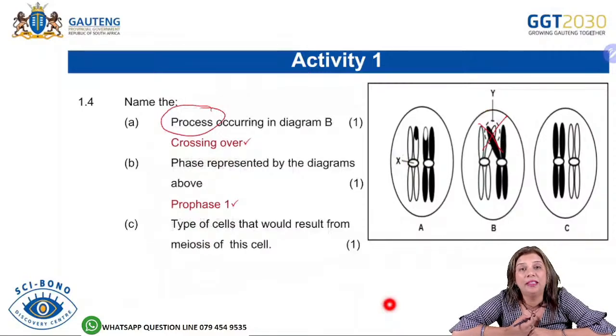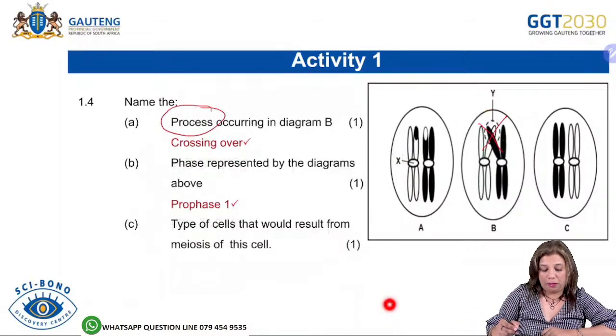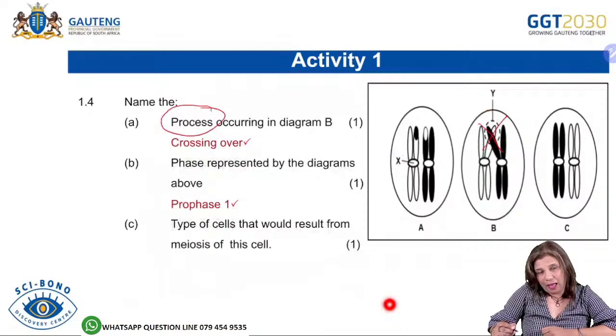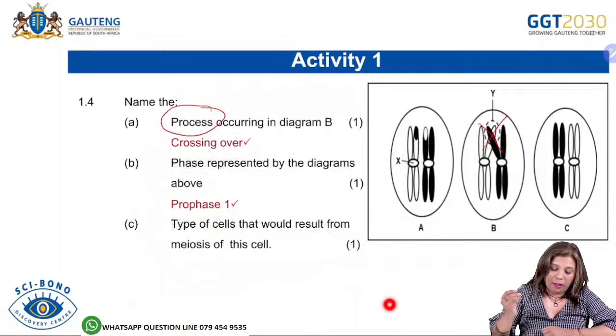If you write prophase, your answer is going to be wrong. It's happened in past papers where learners write prophase. It's completely wrong because you're not distinguishing between prophase 1 and prophase 2. And remember the patchy chromosomes that we saw in prophase 2? That is not crossing over. So you need to pay attention to the question, look at your diagram very, very carefully and answer from there.